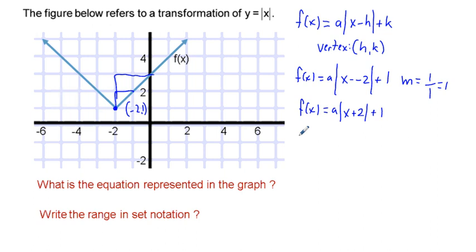And so therefore, the equation representing the graph is going to be, a equals 1, so I'm not going to write anything out front there. Absolute value of quantity x plus 2, plus 1. And I want you to go ahead and be able to graph that in your calculator as well.